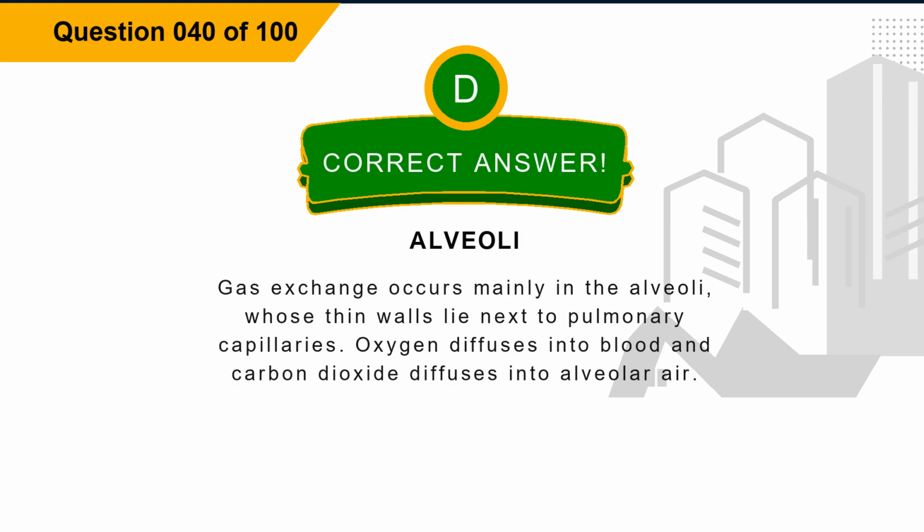Explanation. Gas exchange occurs mainly in the alveoli, whose thin walls lie next to pulmonary capillaries. Oxygen diffuses into blood and carbon dioxide diffuses into alveolar air.